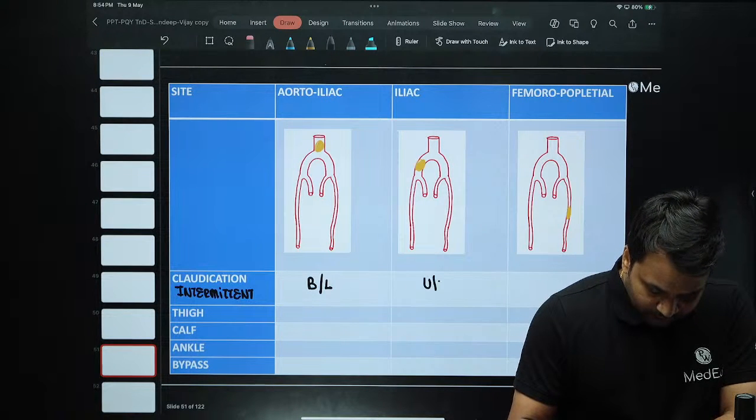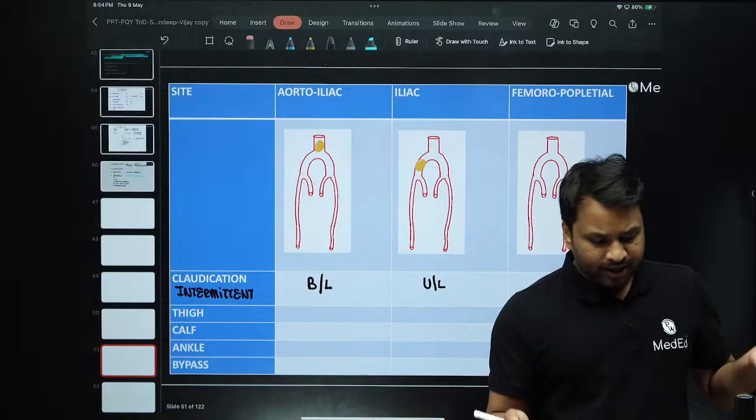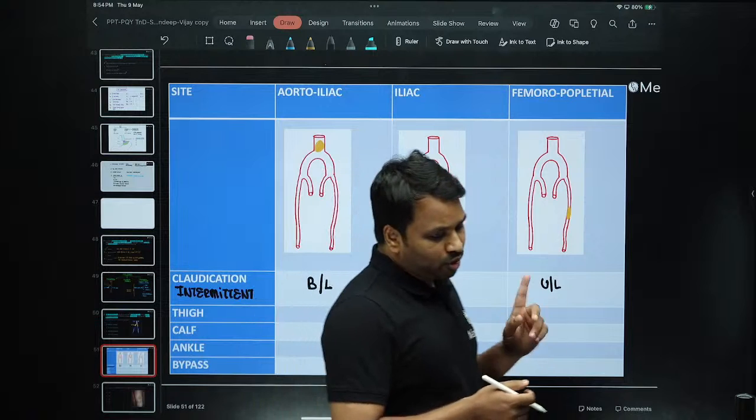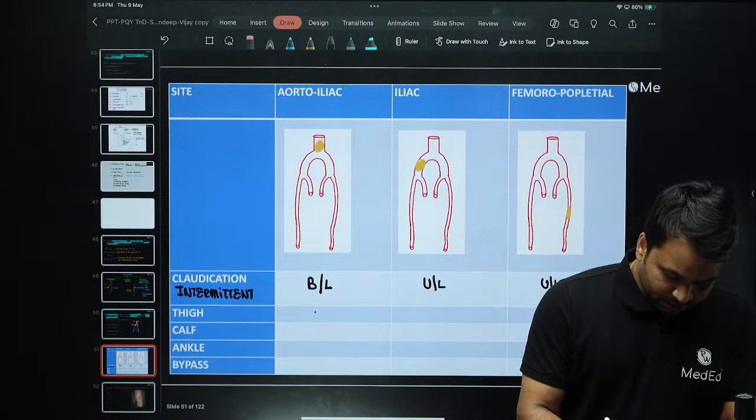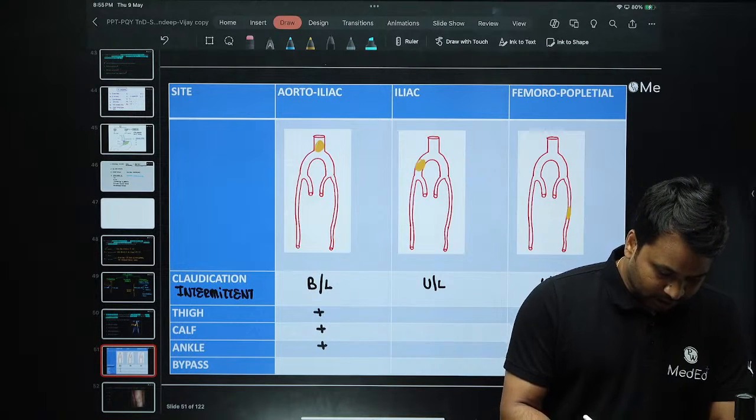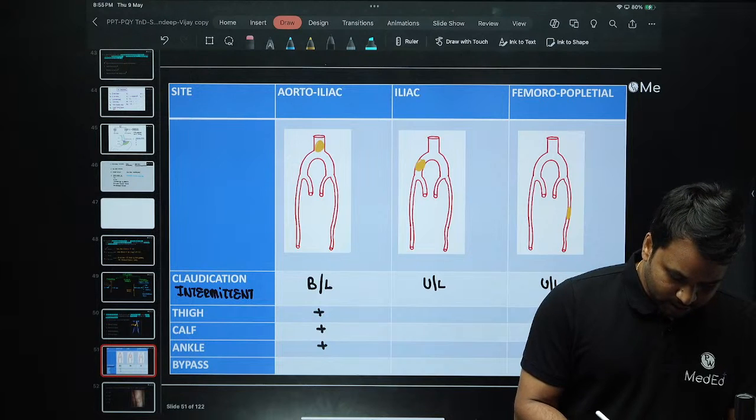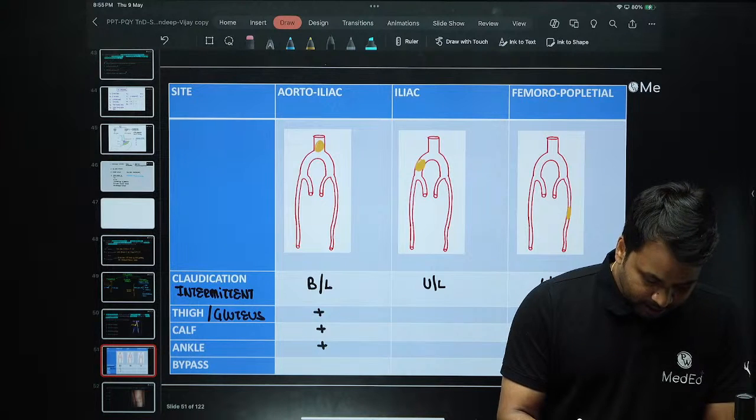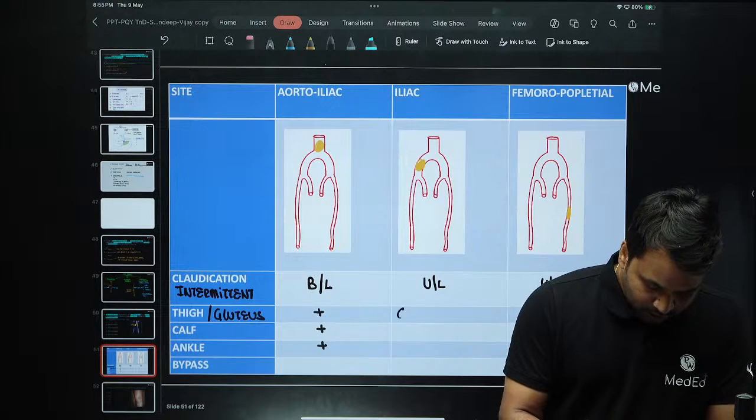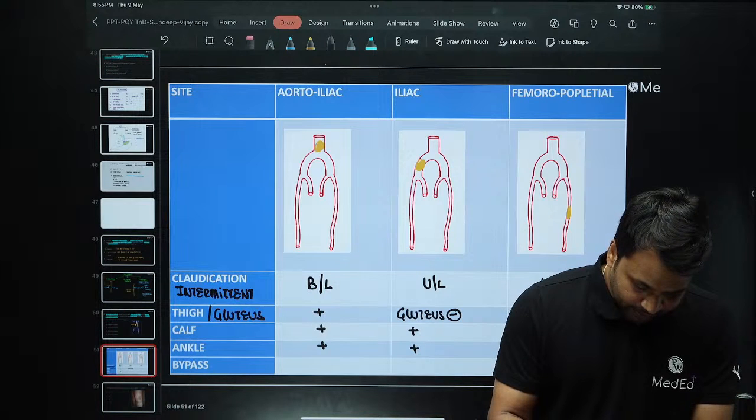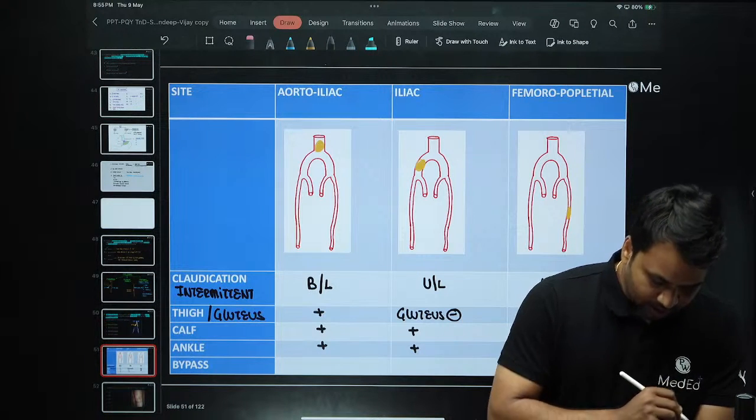Okay. Now, when you talk about the intermittent claudication, in the aortoiliac you have bilateral intermittent claudication. Here you have unilateral intermittent claudication, here also unilateral, because in the aortoiliac, blood supply to both the vessels is going to get hampered, whereas in iliac and femoral, only one side is getting hampered. Now, here there will be involvement of thigh, involvement of calf, there will be involvement of ankle. Here there will be another muscle to be considered, which is gluteus. So remember, here in iliac occlusions, the gluteus would be spared, whereas the calf, ankle would be involved. Here gluteus, thigh is spared, the calf is also spared, only the ankle is involved.